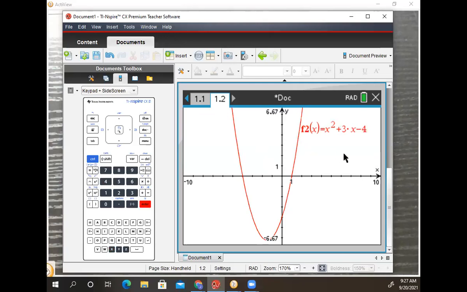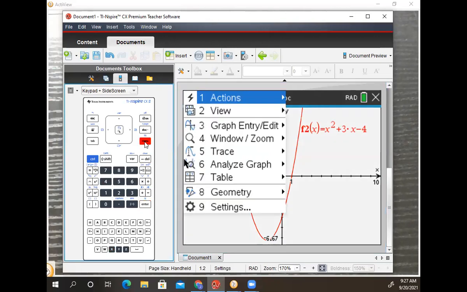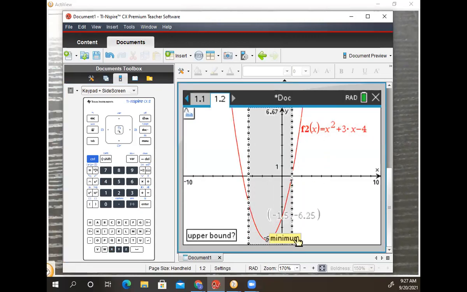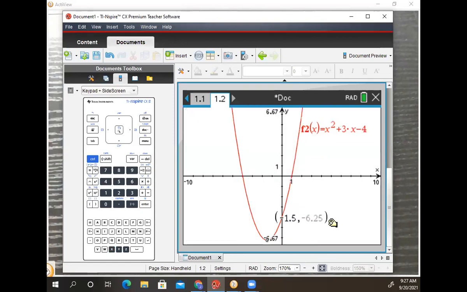And remember, my vertex is either the maximum or the minimum, depending on the shape of my graph. So our vertex would be this point here, our minimum, sort of the center of this U-shaped graph. To find it, I'm going to hit menu, then go down to analyze graph, and tell it to give me that minimum, just like we did on our last polynomial graph. Okay. So there's our minimum point. That's the vertex of our function. So negative 1.5, comma, negative 6.25.